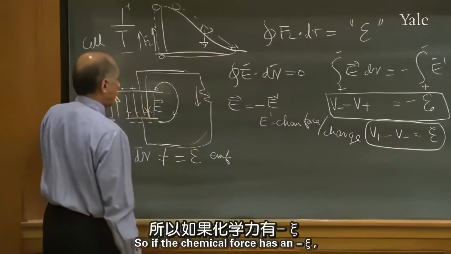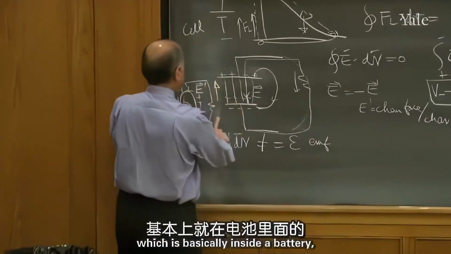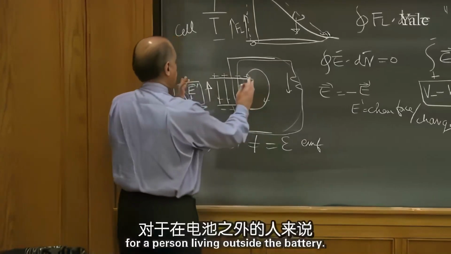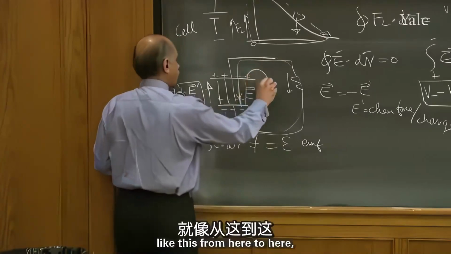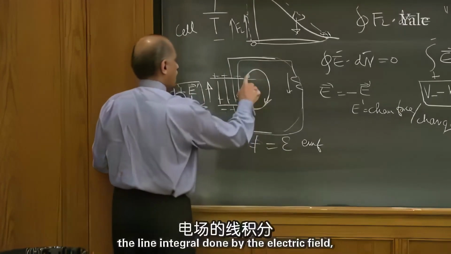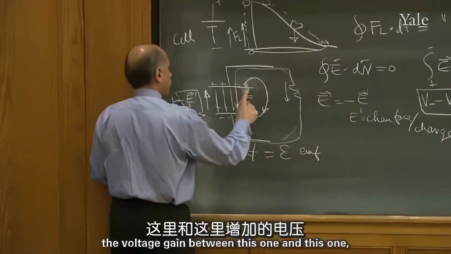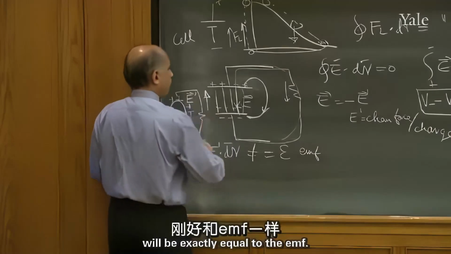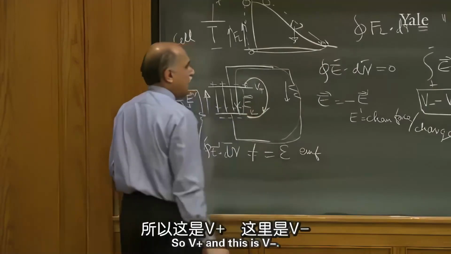So the chemical force has an EMF, which is the line integral of the chemical force around a loop, which is basically inside the battery. That will also be equal to the voltage difference for a person living outside the battery. If a person outside the battery went on a loop like this from here to here, the line integral done by the electric field, which is the voltage drop, or if you want the voltage gain between this one and this one, will be exactly equal to the EMF. So V plus, and this is V minus.